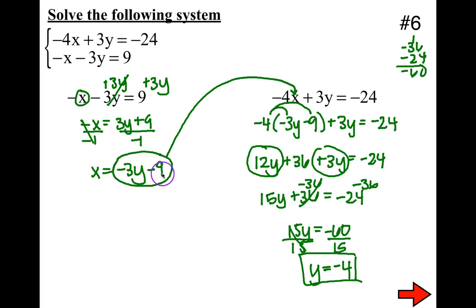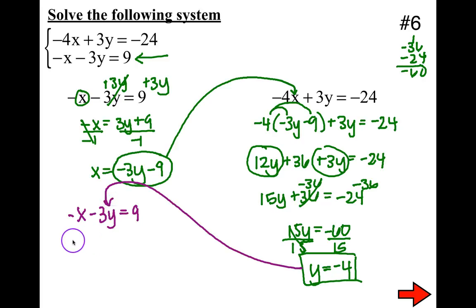But, of course, we're not done yet. We need to go ahead and plug that value into one of the equations. I think this one's a little bit easier, so I'm going to go ahead and plug it into -x minus 3y equals 9. So now we're going to take this value for y and substitute it in. So now we're left with -x minus 3 times -4 equals 9, which leaves me with -x.